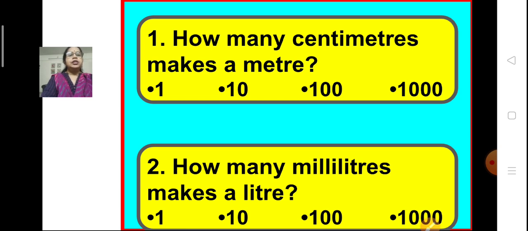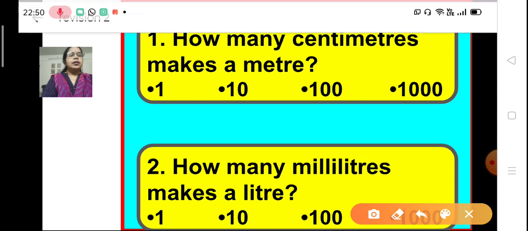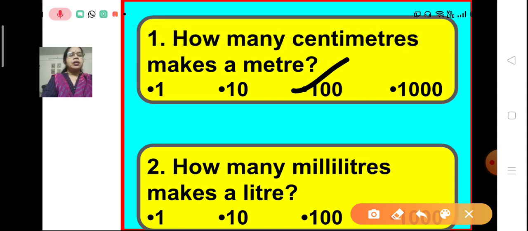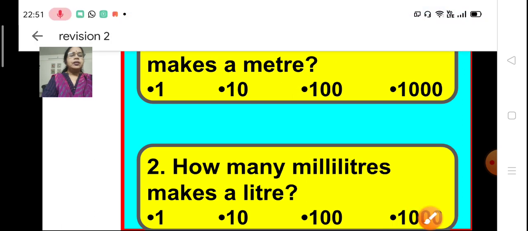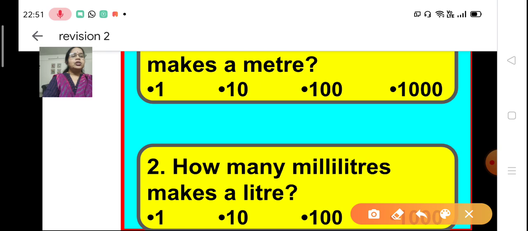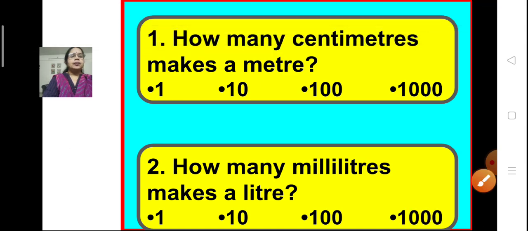How many centimeters make a meter? So what is the answer? 100 centimeters make a meter, isn't it? 100 centimeters make a meter. And how many milliliters make a liter? The liter is 1000 milliliters, isn't it? It is 1000. The answer will be 1000 milliliters.